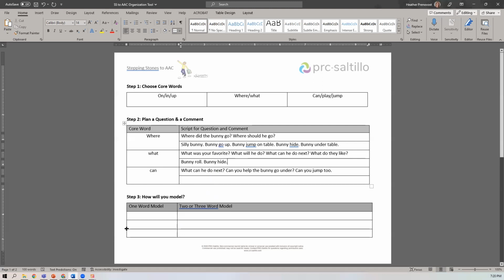The third step here is how are you going to model with your device? And so as we kind of alluded to, you don't have to start with full sentences on the device. If that's not where your AAC learner is at, definitely don't model 5-6 word sentences. Start with those couple. And so having it ready for if I'm going to model 1 word, maybe I'm saying, what is your favorite, but I'm just going to model what on my device. I'm going to say the whole sentence, but I'm going to model what.